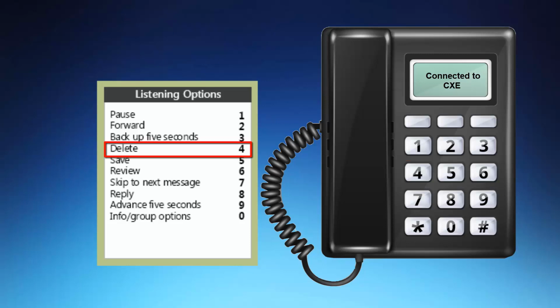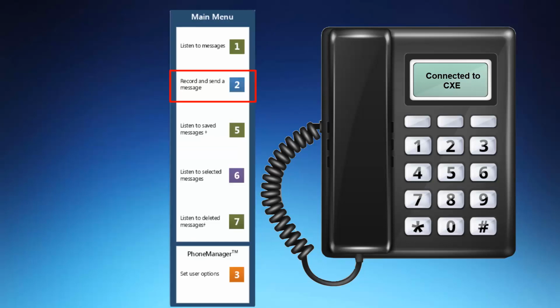This message has been deleted. You have no more new messages. To record and send a message, press 2. For phone manager functions, press 3. To listen to saved messages, press 5. To retrieve deleted messages, press 7. To quit, press the star key.